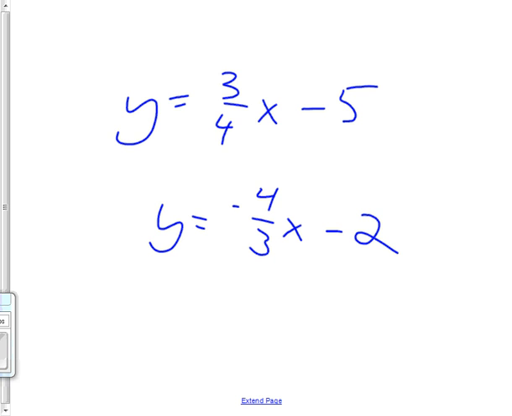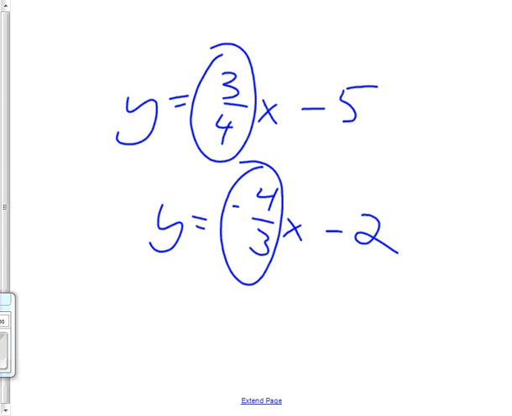Perpendicular is correct. If the two slopes are reciprocals and the opposite, then it's a perpendicular situation.